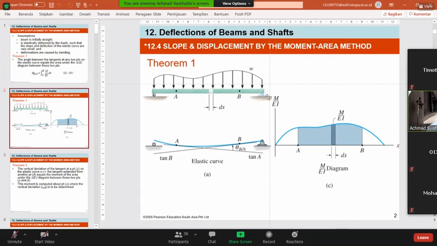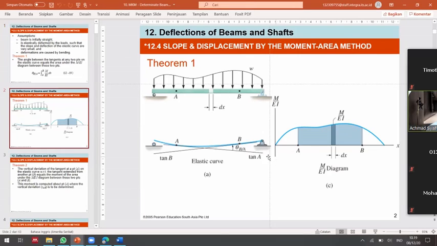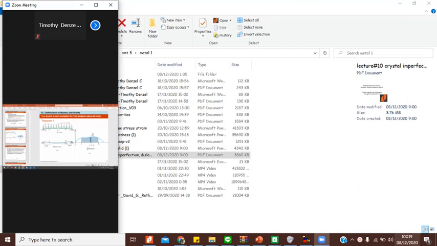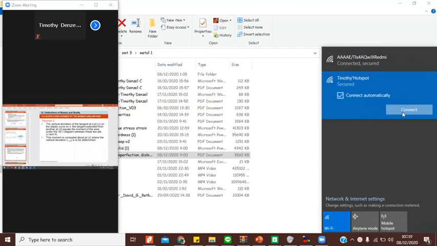Straight beam, and if we choose 2 points, in this case point A and B, and then we seek the angle between the 2 points, so this angle will be equal to the area moment below the diagram, M per EI. So the angle equals the moment area. The first theorem.